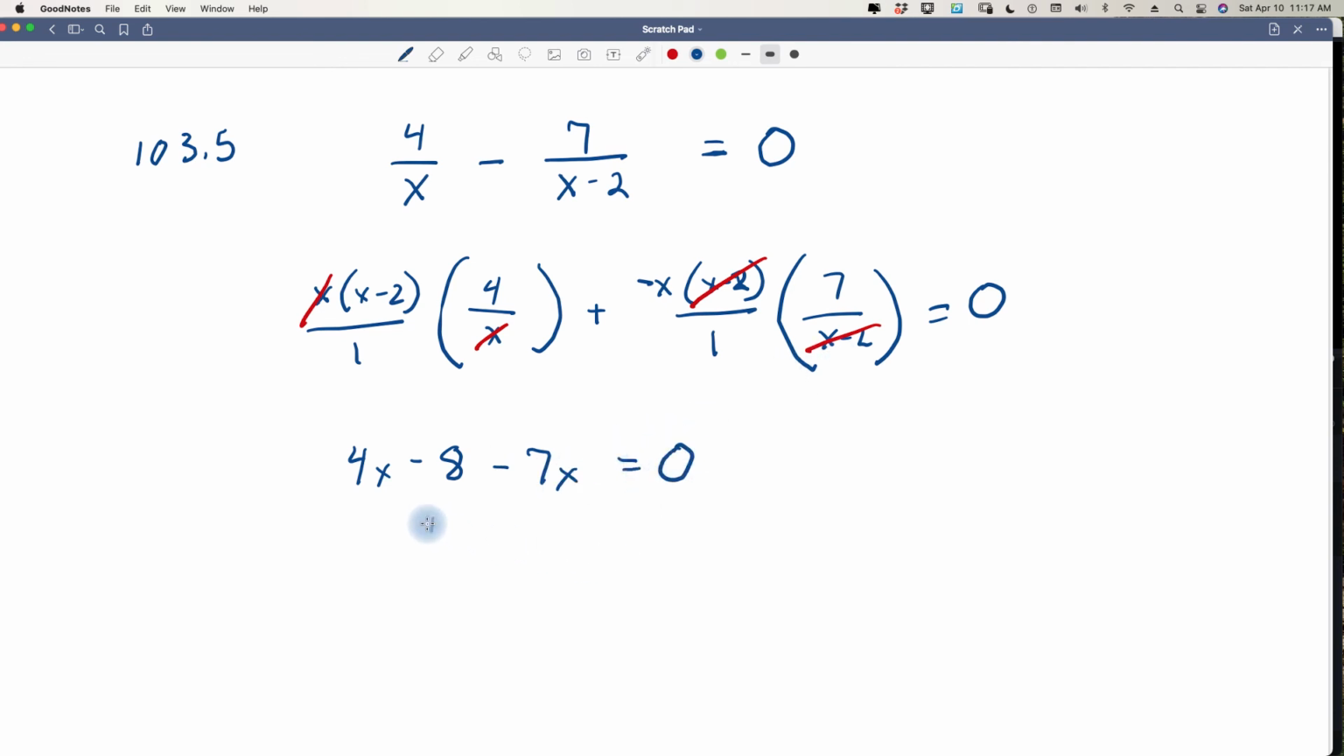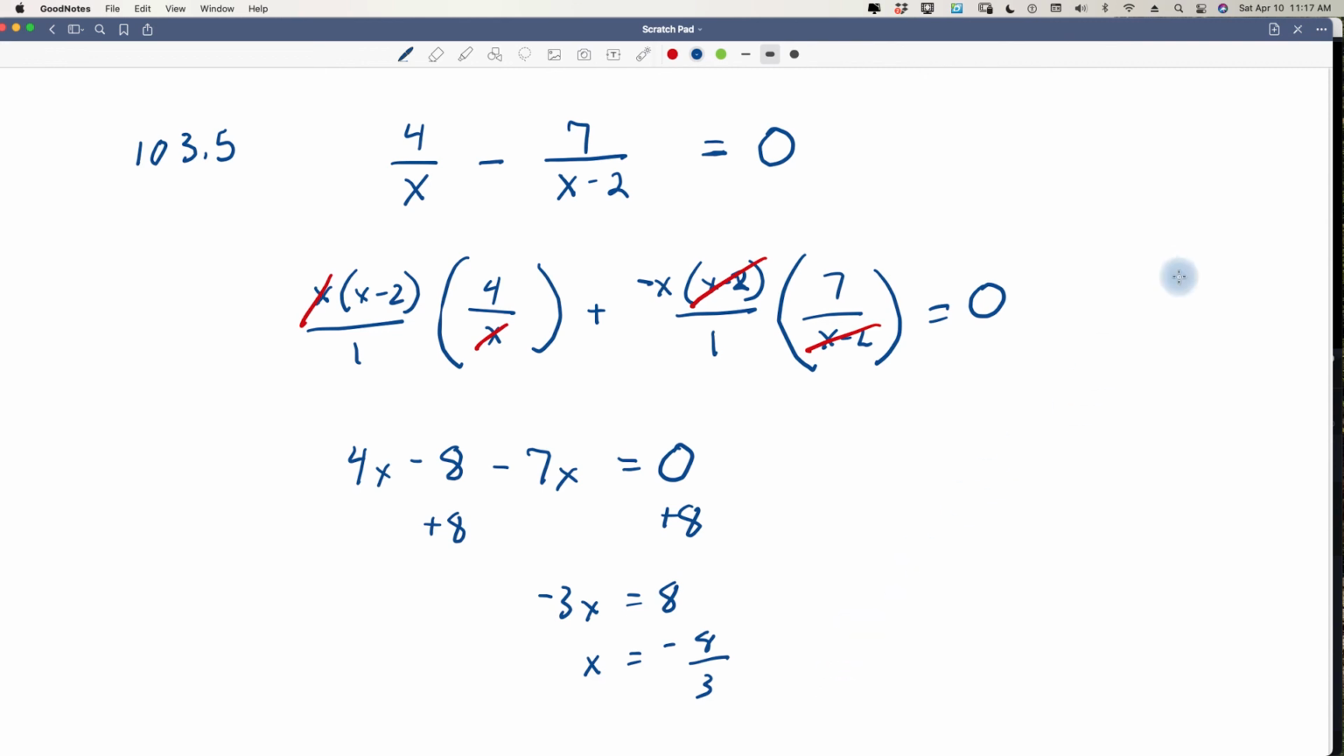We're going to add 8 to both sides, and we're going to smush positive 4 and negative 7. So it's negative 3x equals 8. Divide both sides by negative 3. We end up with a negative 8 over 3. And that is correct. Okay?